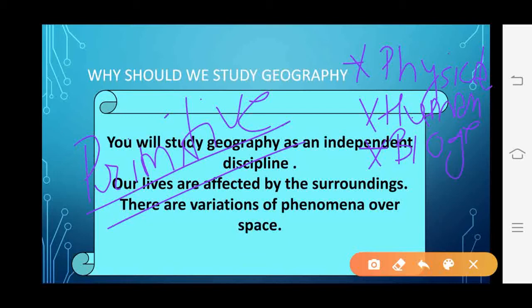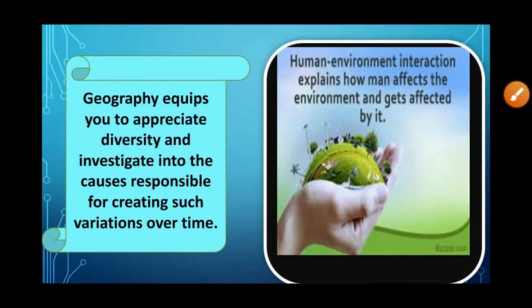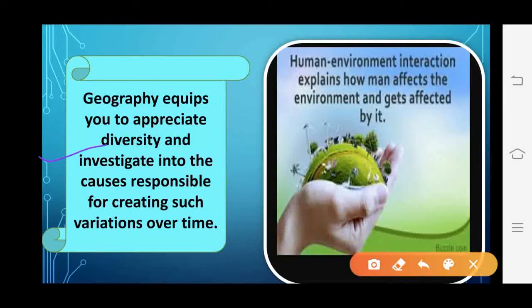Okay, now we also study geography to help appreciate the diversity and investigate the causes responsible for creating such variations over time. Means geography will help you to appreciate and love the diversity that is in and around us, and what variations, कितना सारा change आया time के साथ, उस चीज़ में हमें appreciate करने का मौका देता है. कौन देता है? That is our subject, that is geography.